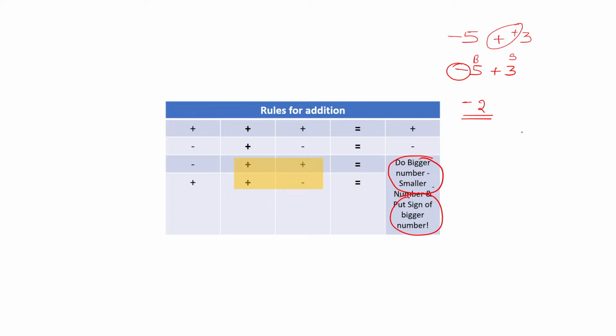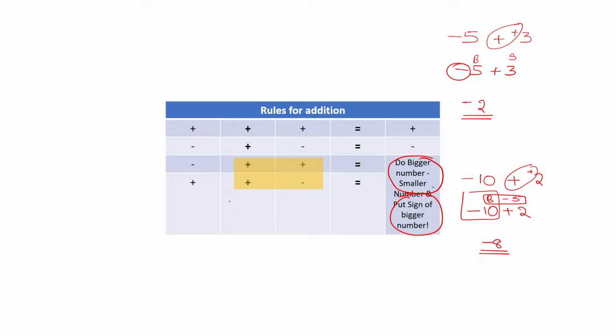We will try one more example. If it is negative 10 plus 2, which is positive 2. Okay, so first we'll have to consider these two signs. So it is becoming negative 10 plus 2. Now bigger number minus smaller number, you do that thing. What is the bigger number minus smaller number? 10 minus 2 is 8. What is the sign of bigger number? It is minus, so answer will be minus 8.